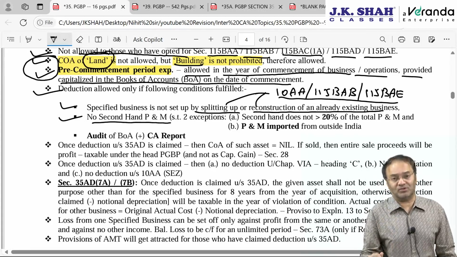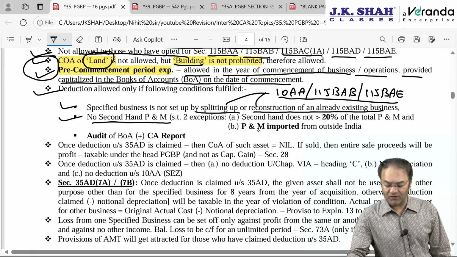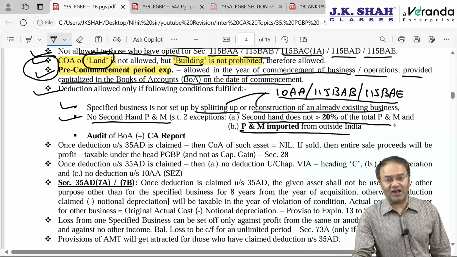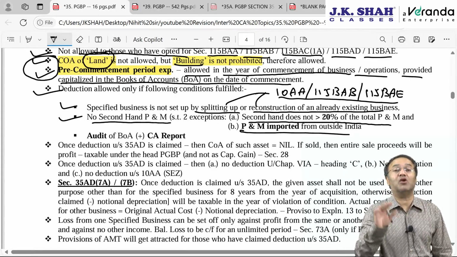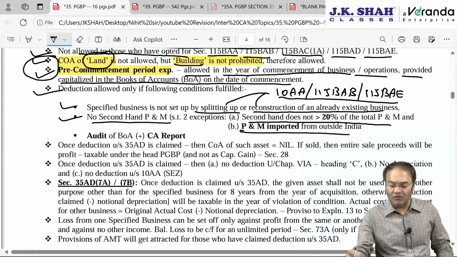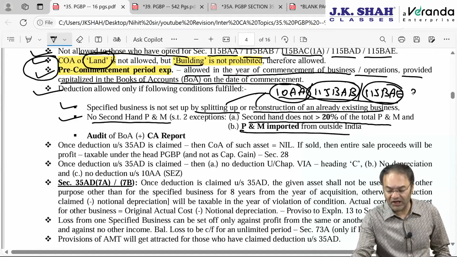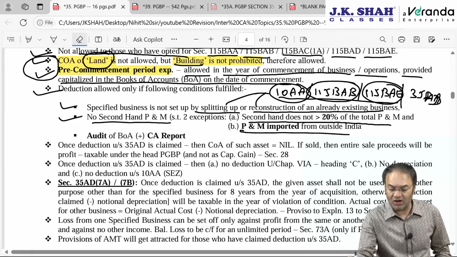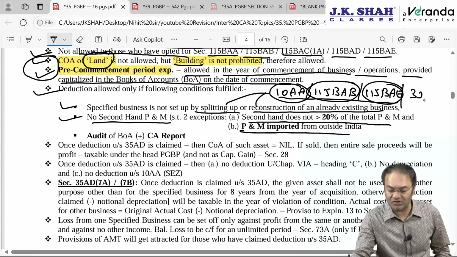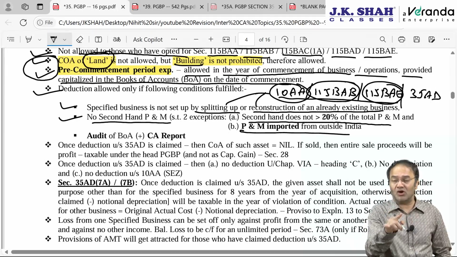Here, however, there are 2 exceptions. Which 2 exceptions? Number 1, if it is imported from a country outside India, and number 2, the second hand plant machinery's value does not exceed 20% of the total value of all plant machinery in the given business. These are the 2 exceptions. These 2 exceptions are there for 115 BAB, 115 BAE, 10AA and 35AD. These 2 exceptions were not there for section 32(1)(iia), additional depreciation. Additional depreciation, second hand not allowed means not allowed.